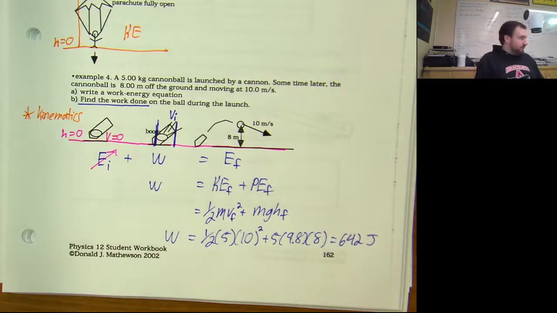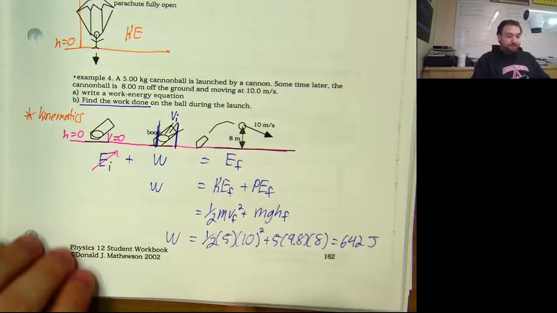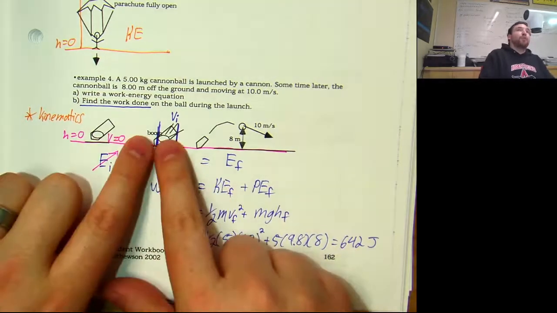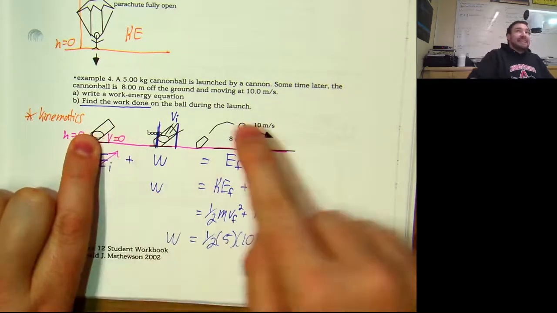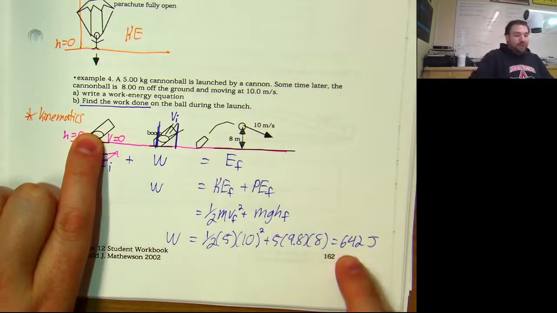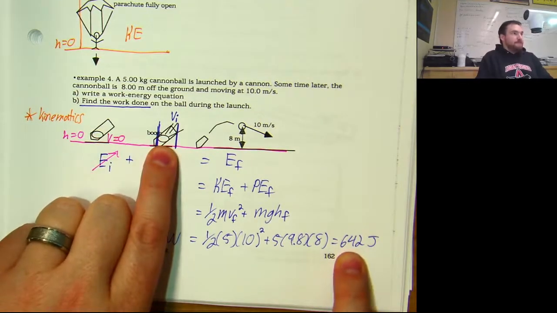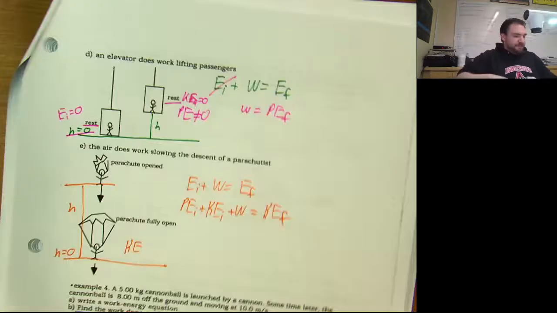Relatively straightforward, yes? Comments, questions, concerns? Yes. This is the work required to launch the ball. Because here there was no energy. At this point, it has this much energy. The only way that it has this much energy at this point is if this much energy was put into the system at launch to get it to that point. Okay? Flip the page if you're cool with that.